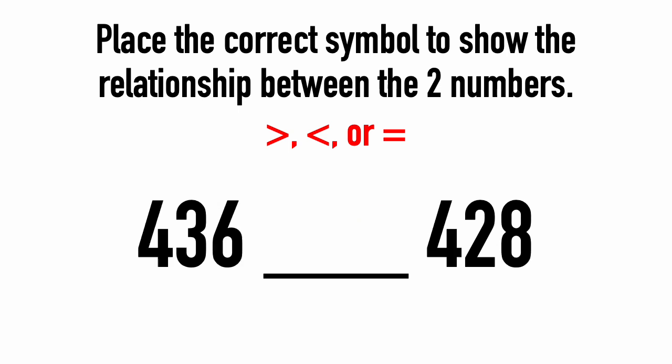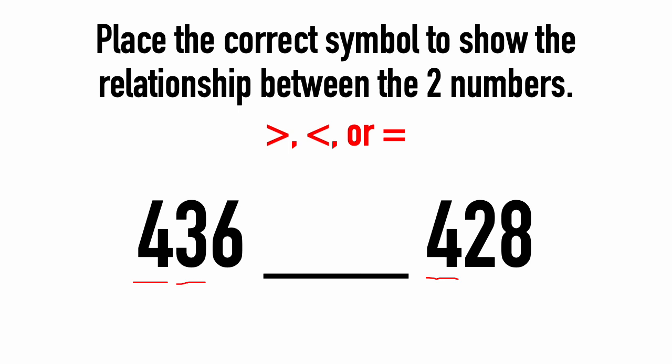For this number sentence, the process is the same for comparing the two numbers. We need to start in the highest place value. So if we start in the highest place value, in this case with a three-digit number like these two, we start with the hundreds place. So we have a 4 in the hundreds place on the left and a 4 in the hundreds place with the number on the right. So because they are the same, we must move to the tens place.